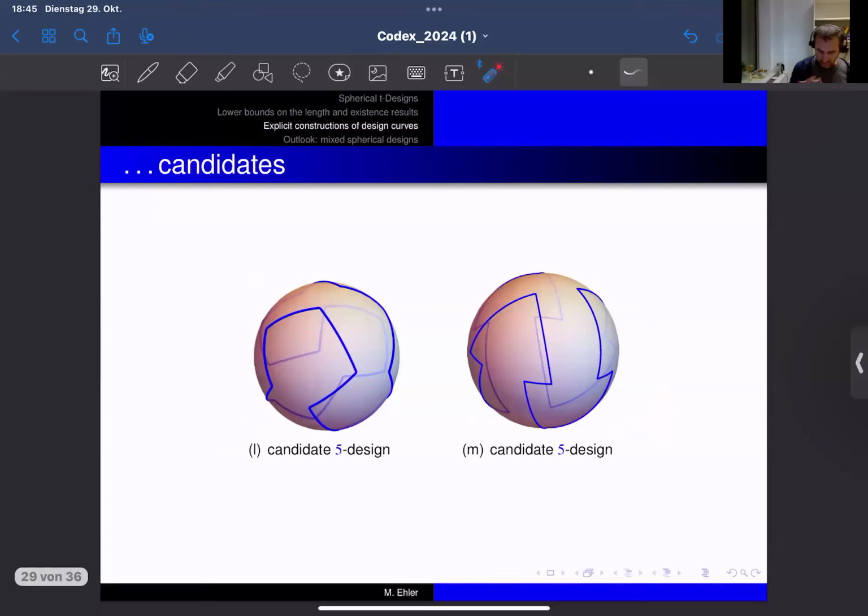However, already for t equals 5, we only have candidates. So we think those guys are 5-designs. We computed them numerically, but so far it's a little pathetic, we cannot prove this yet. I mean, we do have a path, so we know what we have to do, but it's not 100% that this will work out. Okay.